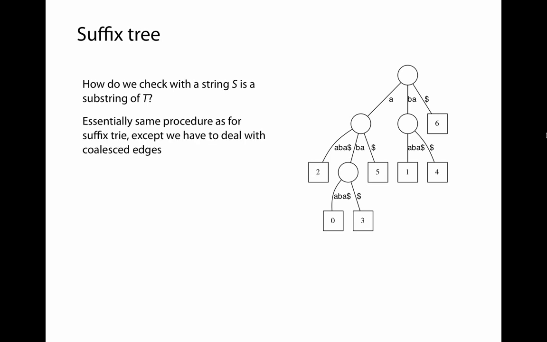Well, we just use essentially the same procedure as we used for the suffix trie, where we started at the root and then walked down the tree according to the characters from S. We just have to now deal with these coalesced edges.